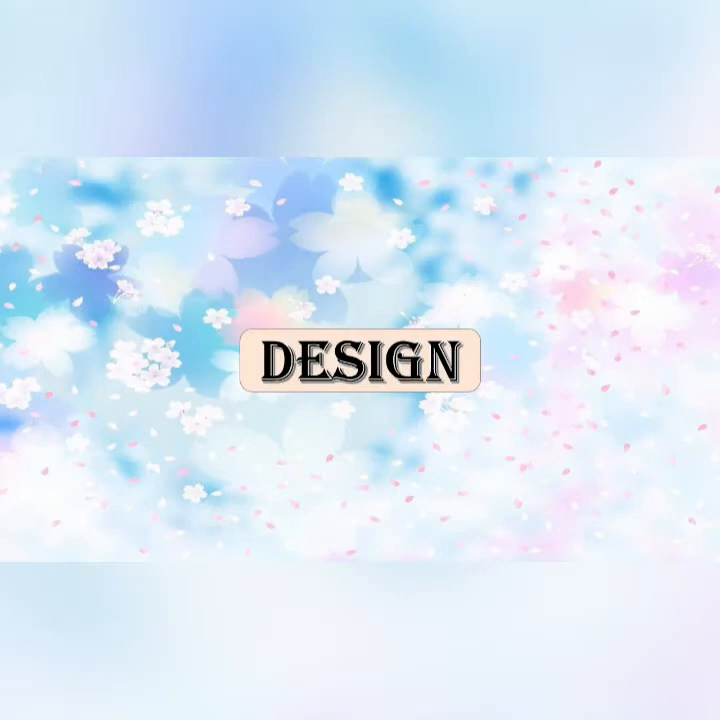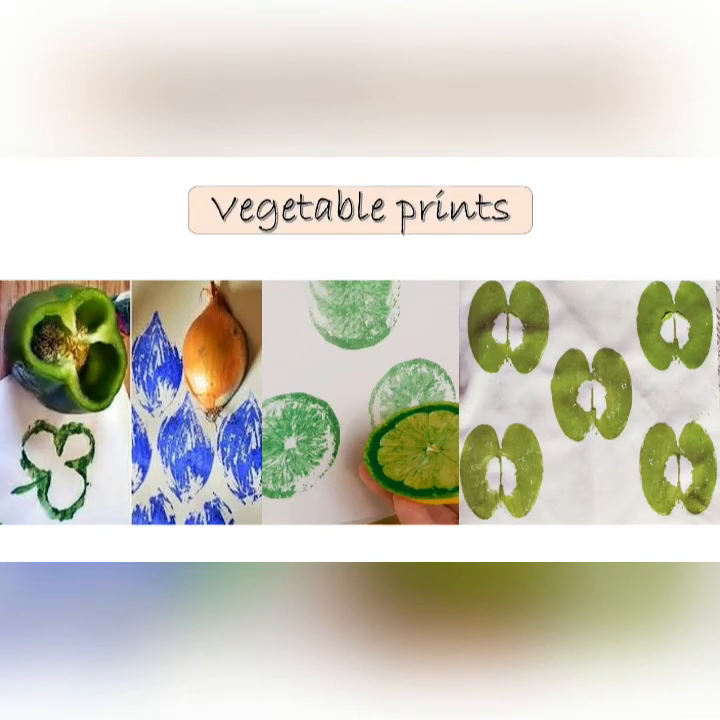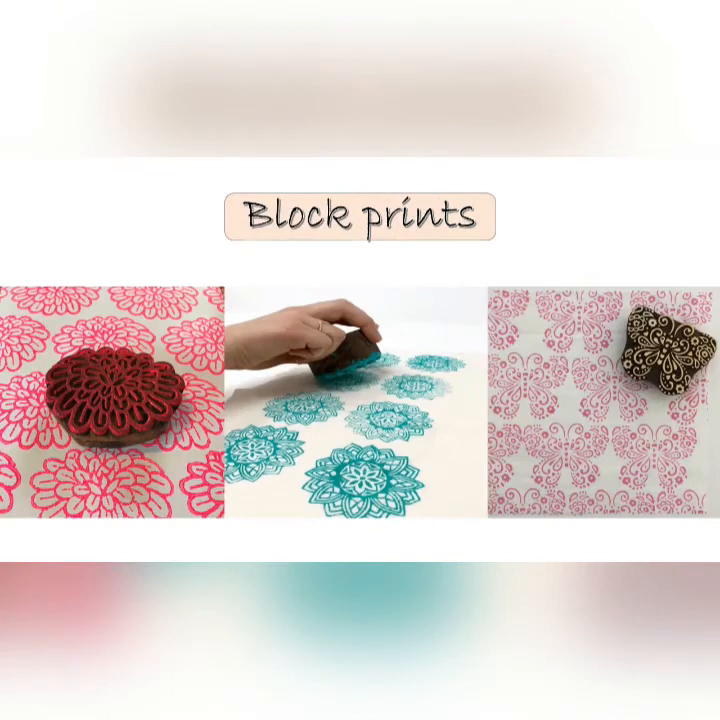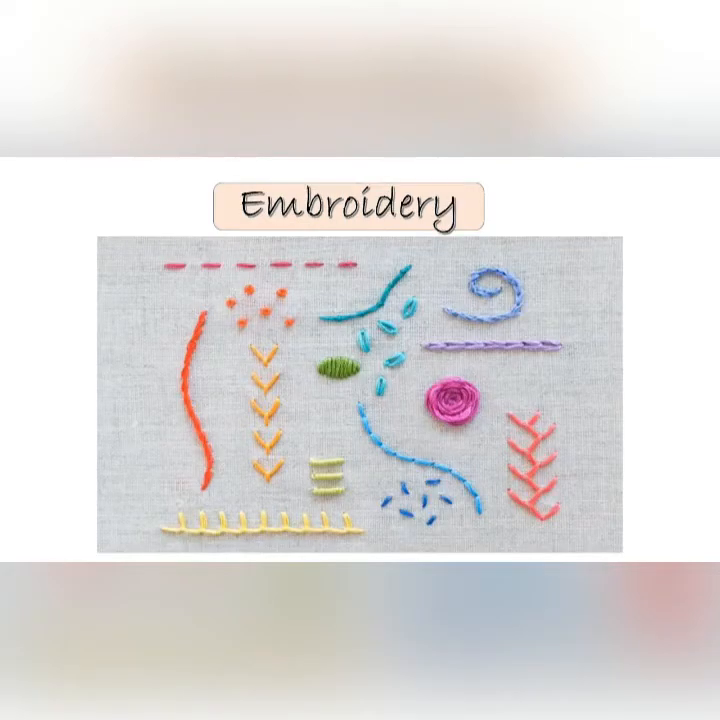Now let us talk about the design of the fabric. So kids, we can see different types of designs on a fabric. The first one is vegetable prints. For making vegetable prints, we can use different vegetables as stamps. The second type of prints are called block prints. In this, we use wooden blocks of different designs to make prints.